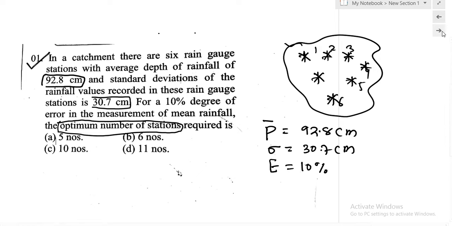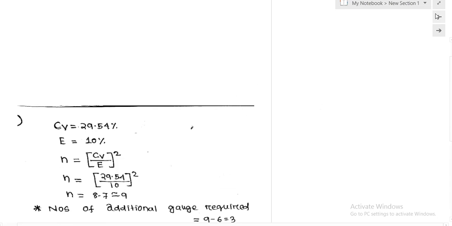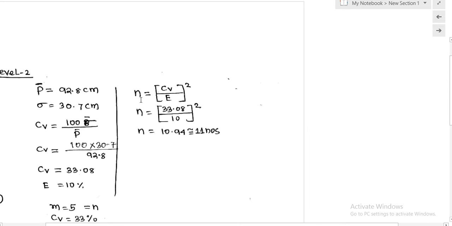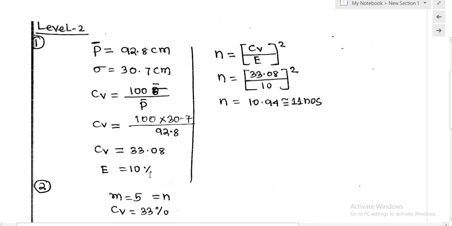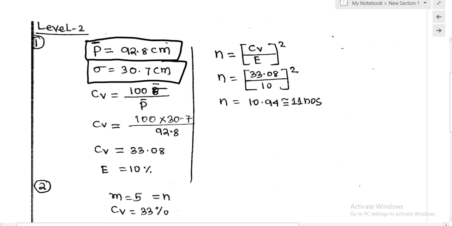So let's solve this question. This is question number 1. The average mean precipitation is given as 92.8 centimeter, and the standard deviation is 30.7 centimeter.